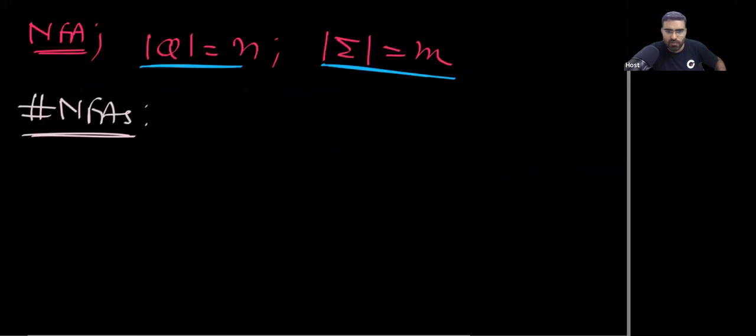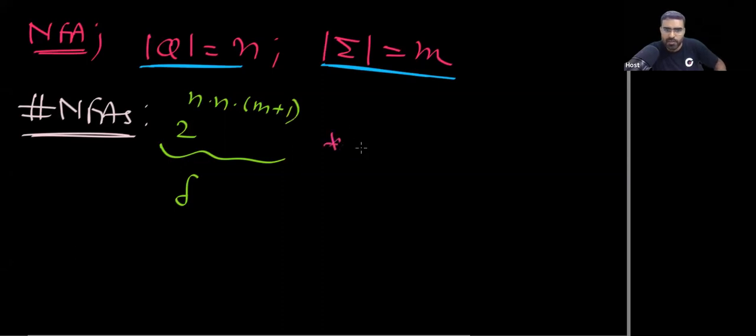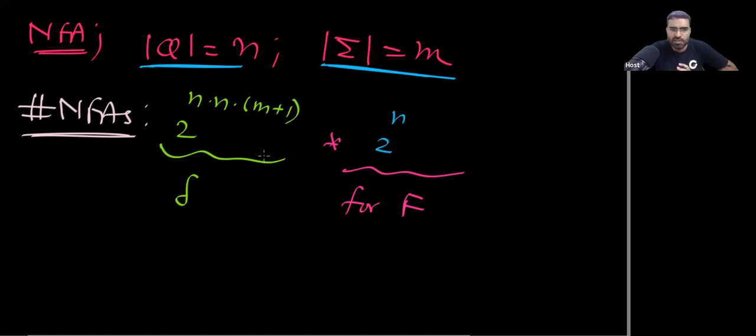So finally, what will the number of NFAs be? For delta, you will have 2 power n multiplied by m plus 1, multiplied by the choices for final states. For final states, it is the same: every state has two choices. So for final states, nothing will change. This is your number of NFAs. Please tell me, did you understand?